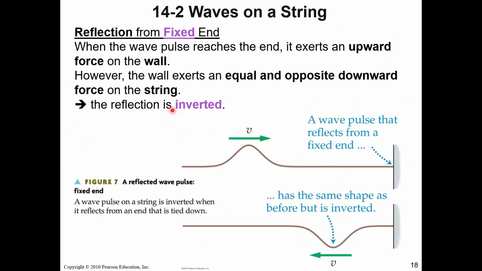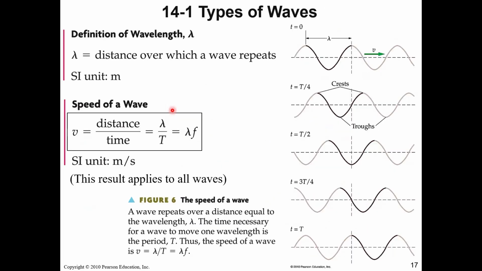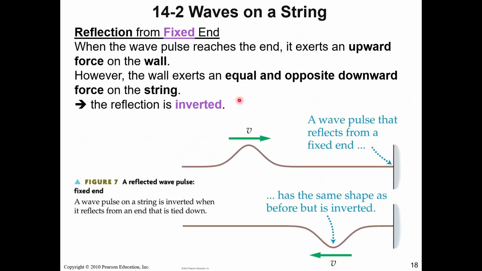Okay, so now we know the basic quantitative description of a wave. There is a wavelength, which is the distance over which a wave repeats. There is a period, which is the time over which a wave repeats. There is a speed, which is wavelength divided by period. Now we can talk about different phenomena of waves. The first phenomenon is reflection.